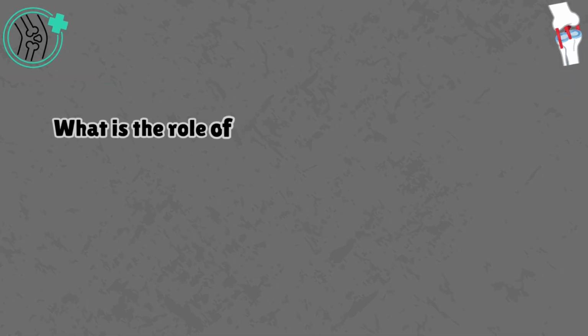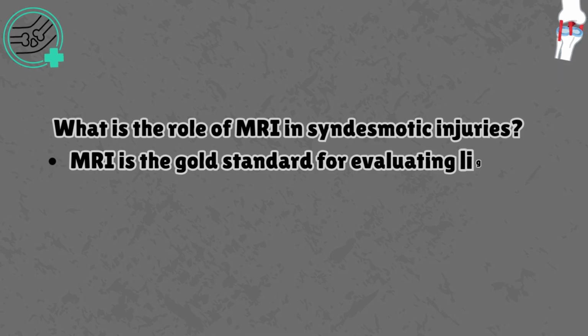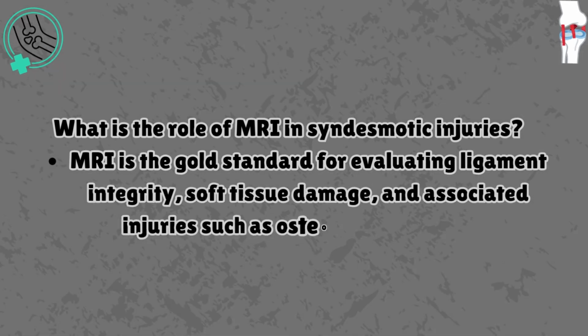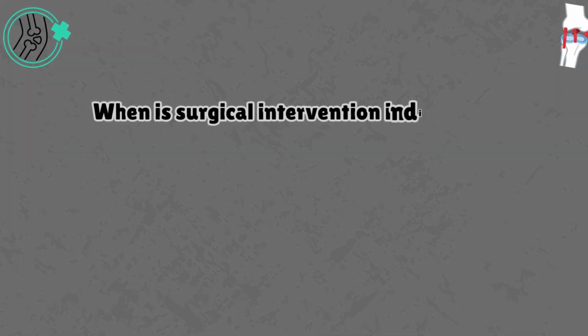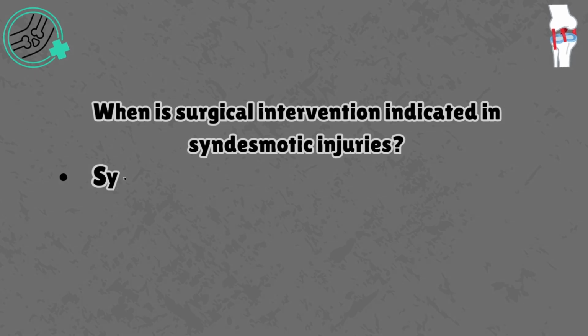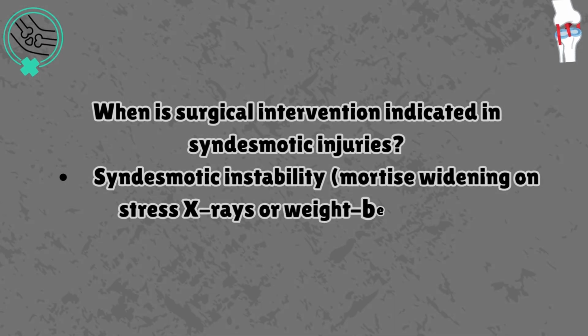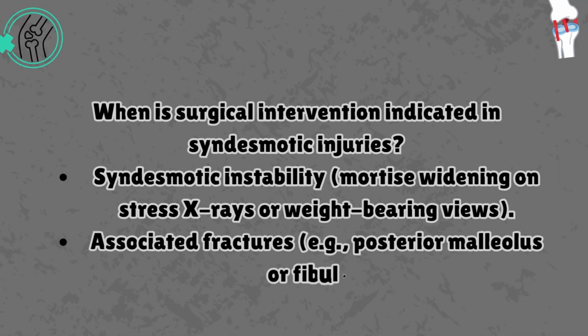What is the role of MRI in syndesmotic injuries? MRI is the gold standard for evaluating ligament integrity, soft tissue damage, and associated injuries such as osteochondral lesions. When is surgical intervention indicated in syndesmotic injuries? Syndesmotic instability having mortise widening on stress X-rays or weight-bearing views. Associated fractures, for example posterior malleolus or fibula.